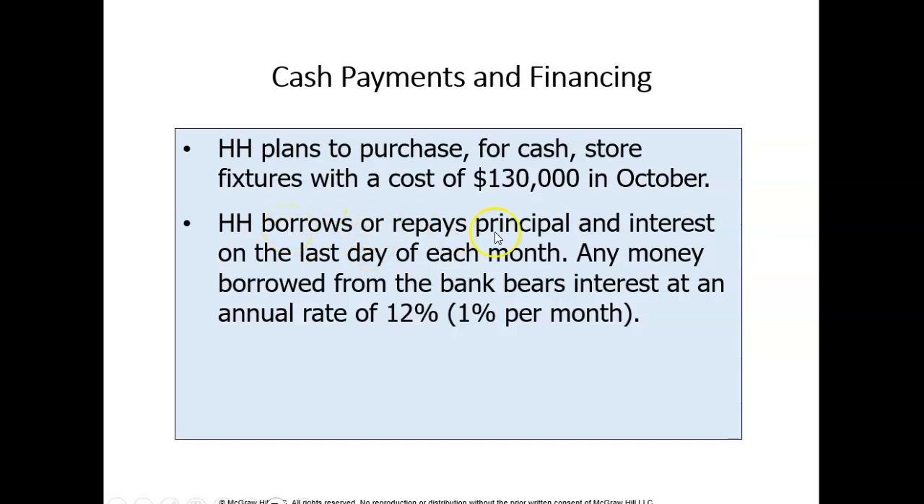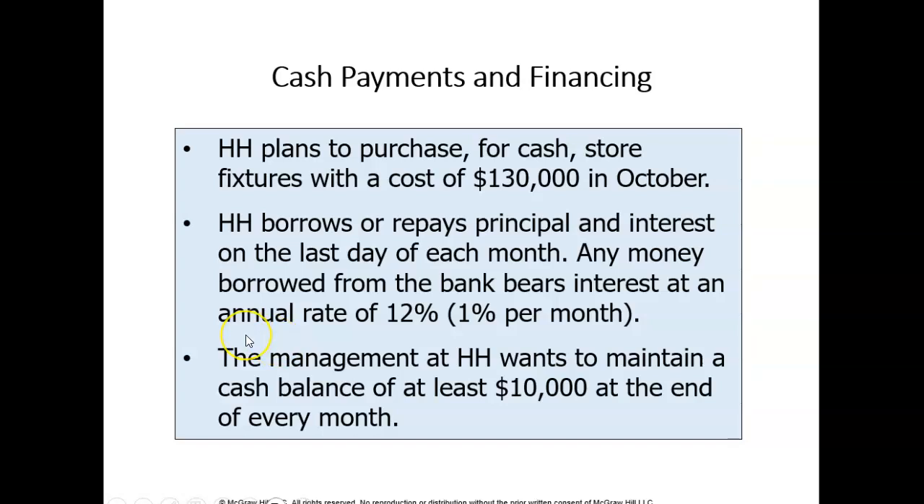We borrow or repay principal and interest on the last day of each month. Any money borrowed from the bank has an interest rate of 12% annually or an interest rate of 1% per month. So if we have to borrow money, this is saying that we're going to pay that money back on the last date of each month based upon a 12% annual or a 1% monthly interest rate.